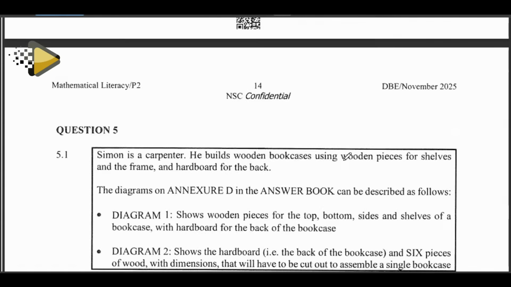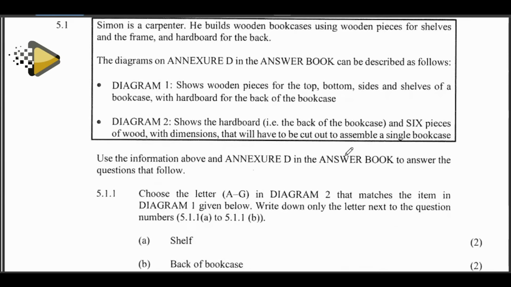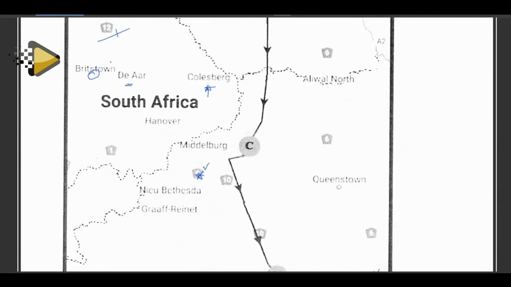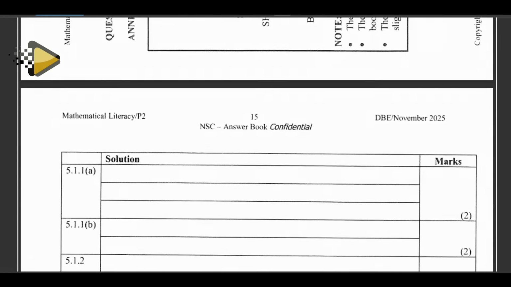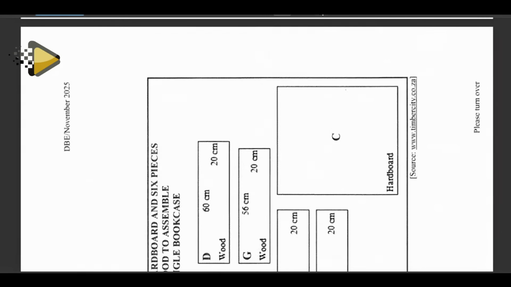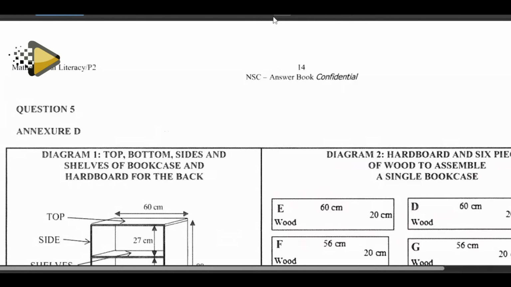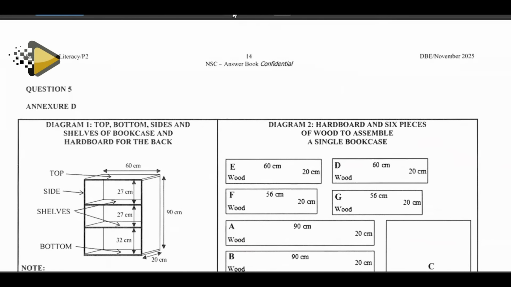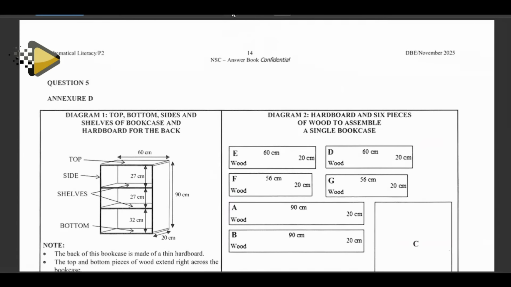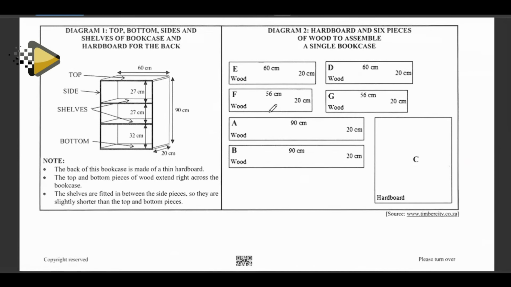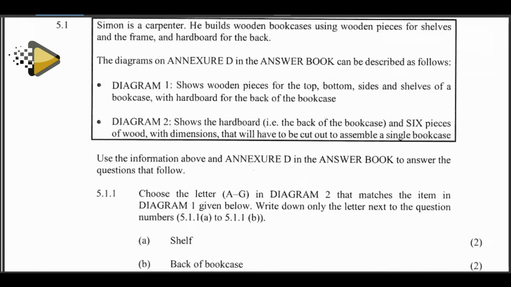We go to question number 5 very fast. Question number 5 wants us to look at the annexure from the table here, and it will look like this. This is the annexure that we are looking at. Okay, let's continue and we see.